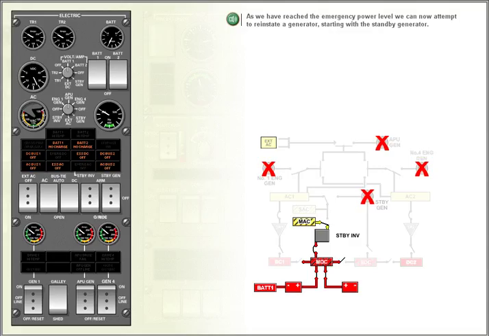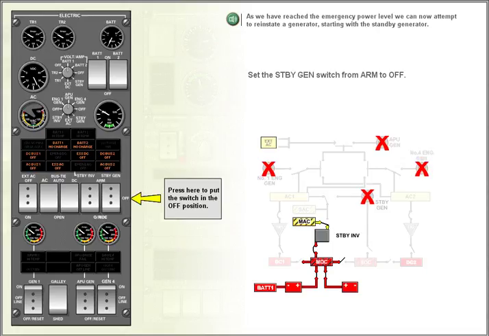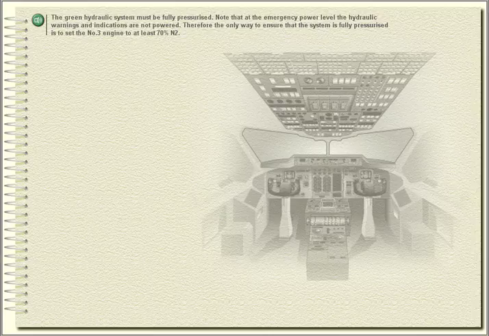As we have reached the emergency power level, we can now attempt to reinstate a generator, starting with the standby generator. Set the standby generator switch from arm to off. The green hydraulic system must be fully pressurized. Note that at the emergency power level, the hydraulic warnings and indications are not powered. Therefore, the only way to ensure that the system is fully pressurized is to set the number 3 engine to at least 70% N2.